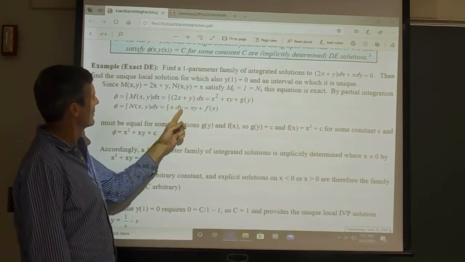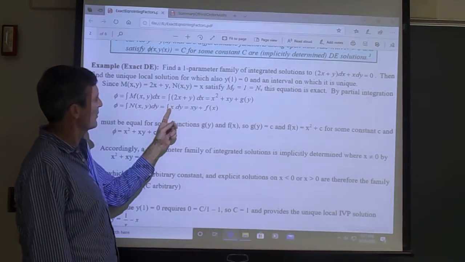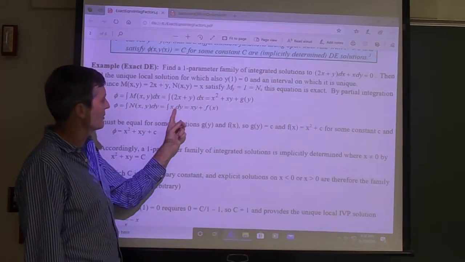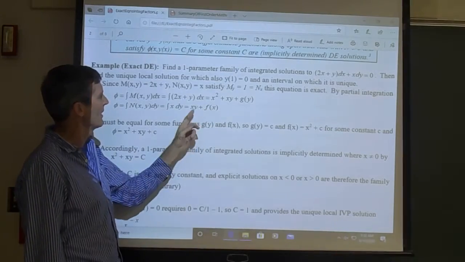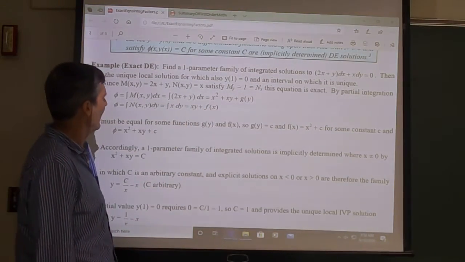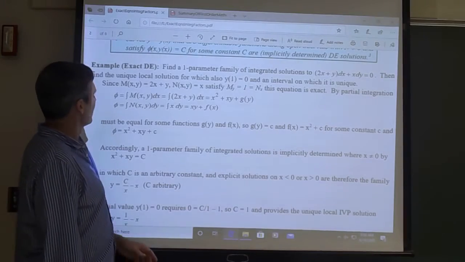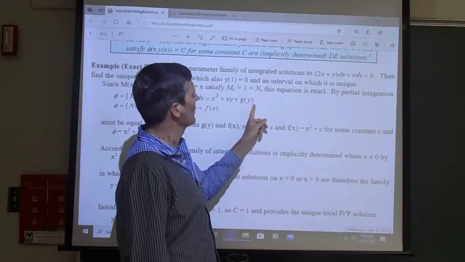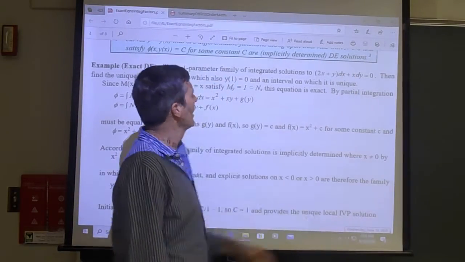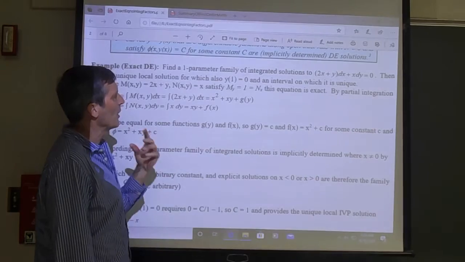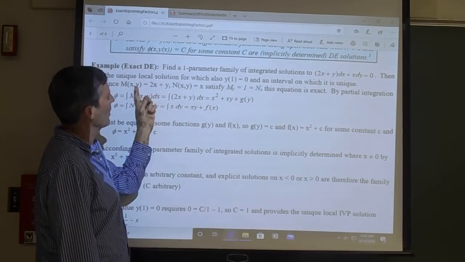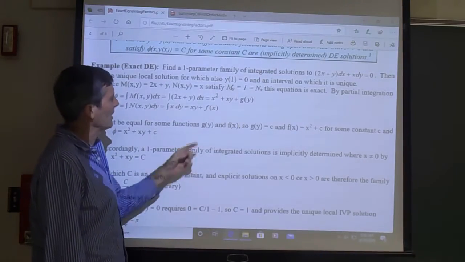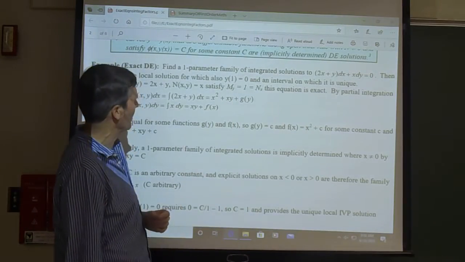Similarly, phi must be the integral of n, whatever multiplies dy, with respect to y, treating x as a constant. So we integrate x with respect to y, we get xy plus an arbitrary constant. Since x is treated as a constant, this can depend on x, so we get xy plus an arbitrary function of x. So by integrating with respect to x, we know phi must be of this form. By integrating with respect to y, we know phi must be of this form. We know from the theorem, since m_y equals n_x, that these two are equal for some g of y and f of x. We just have to figure out what they are.